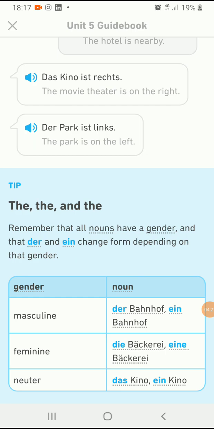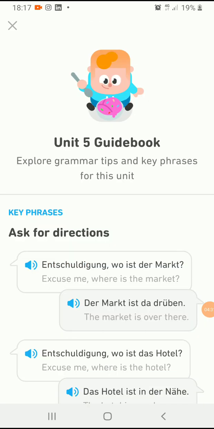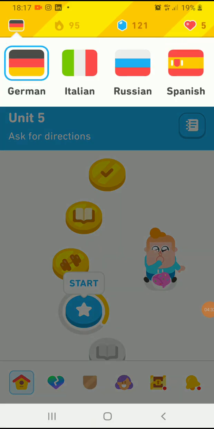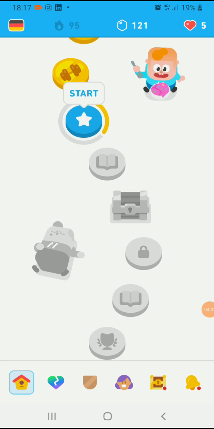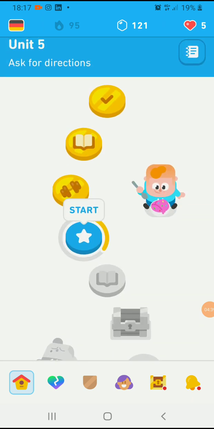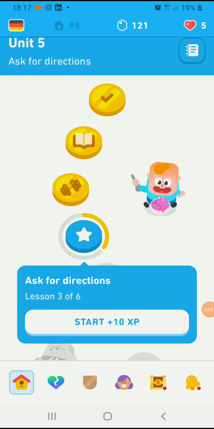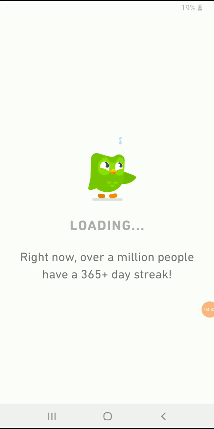All right, guys. So this was just a warm-up, just for us to remember. Yes, it was just a warm-up, just to remind ourselves of the vocabulary to be used. So we're going to start with an exercise immediately. So let's do it, guys.